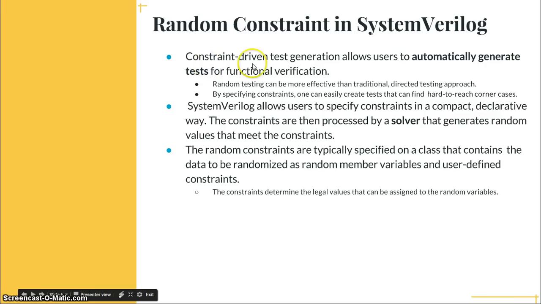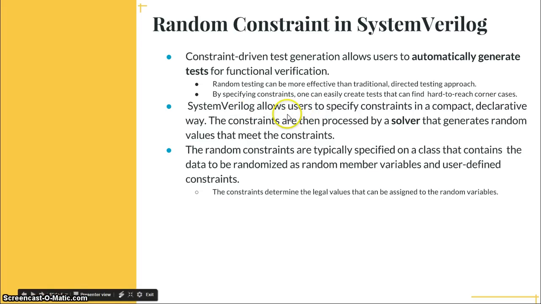Thus, constraint-driven test generation allows the user to automatically generate tests from a single program for functional verification, and this will be more effective than the traditional directed testing approach, and it will be easier to find corner case bugs also by using constraint-driven random verification.